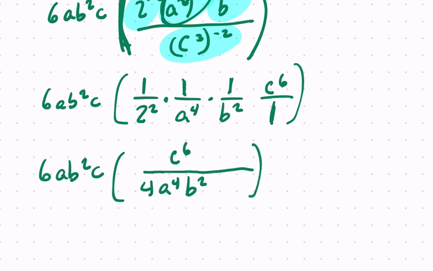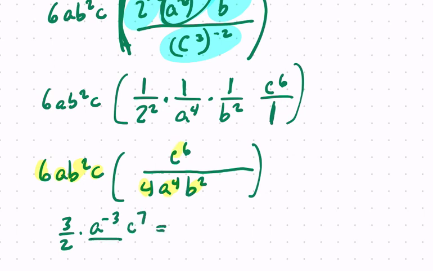Now at this point, we can basically multiply this factor by this one directly. An easy way to think about what's going to happen is to multiply the like parts. So we have 6 over 4, that reduces to 3/2. Notice I'm dealing with each piece separately. A over a to the fourth is a to the negative third, and we can move it down into the denominator later. B squared over b squared is just 1. And then c times c to the sixth is c to the seventh.